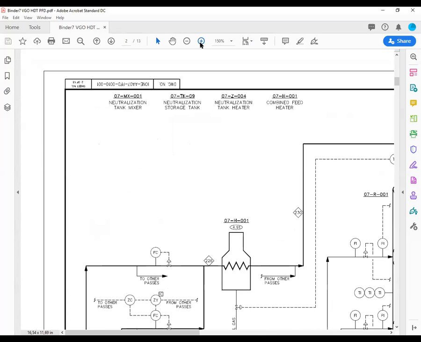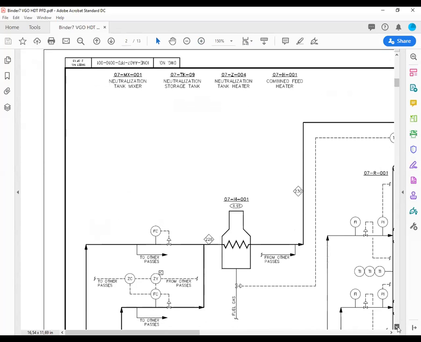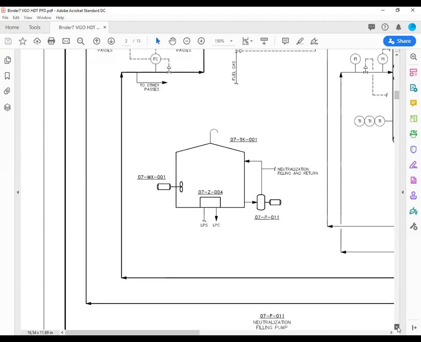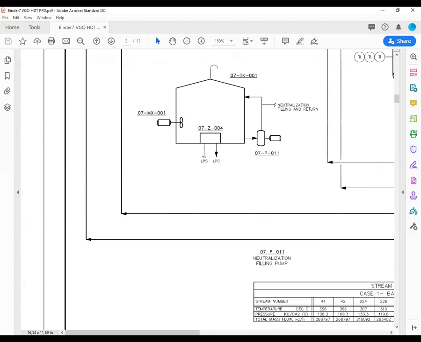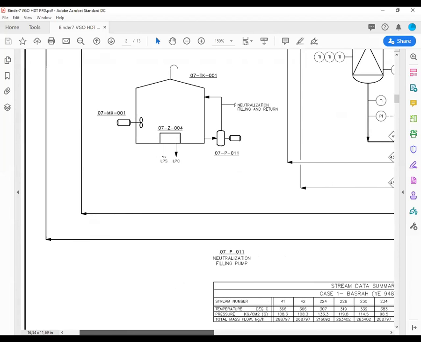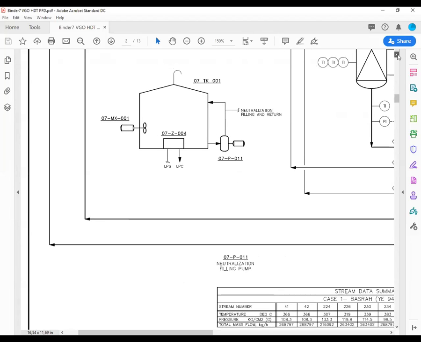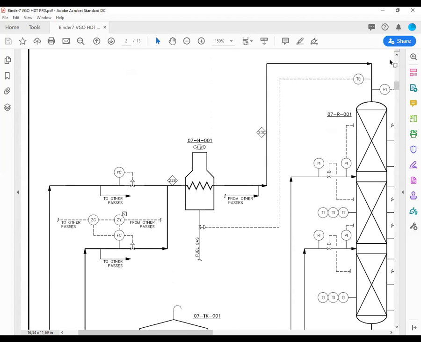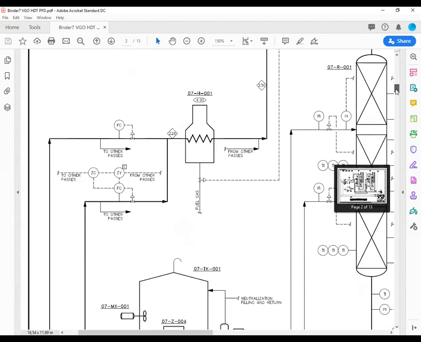At the bottom, as we have seen the other day when we saw the PFD session, you have the main streams summary here. So these are the main process conditions of the reaction section. Here you have the duty of this charge heater.